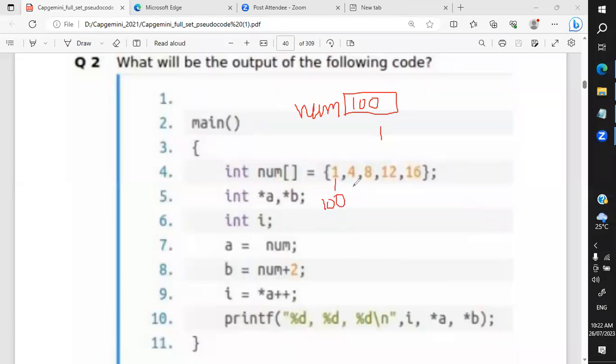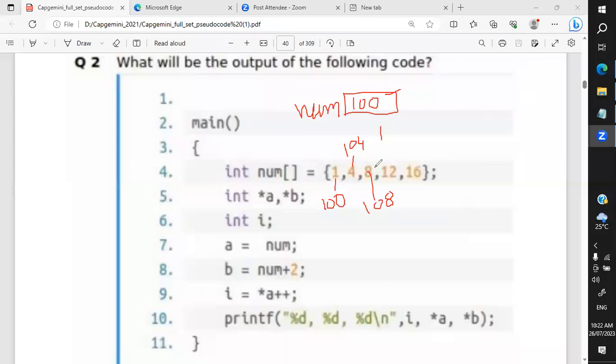Now, what will be the address of 4? It will be the address of 1 plus the size of an integer. What is the size of an integer? 4. So 100 plus 4, which is 104. So the address of 4 will be 104. Like that, the address of 8 will be 104 plus 4, which is 108. These will be the address values. But the array name will always store the first address. I hope everyone understood this. Boys and girls, this is how memory gets allocated for arrays. I hope this is clear.